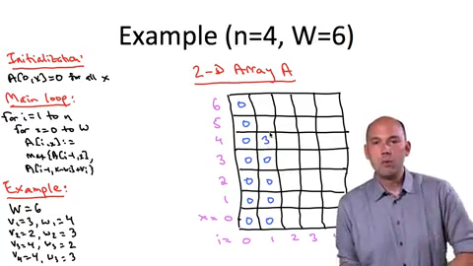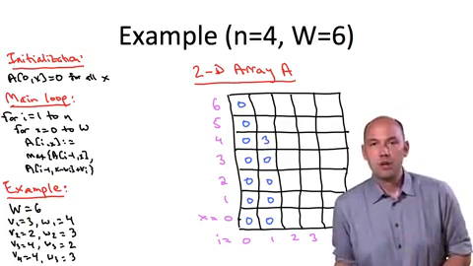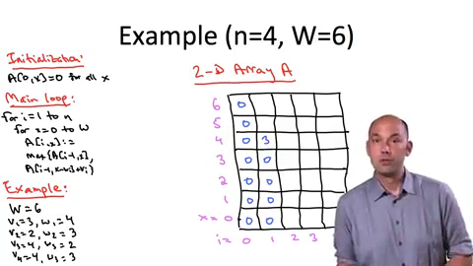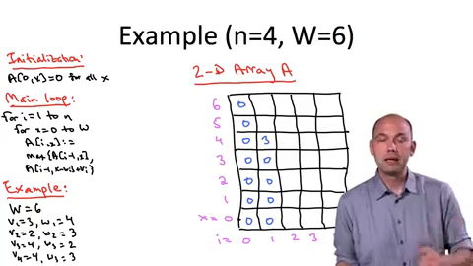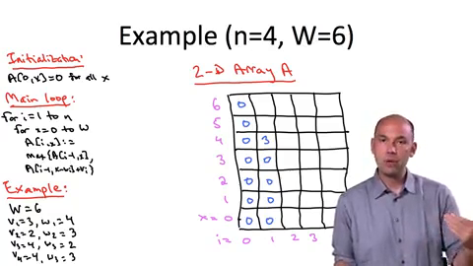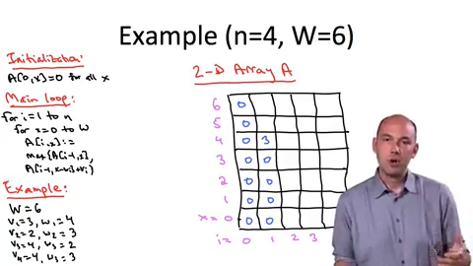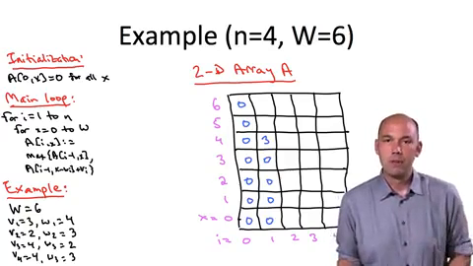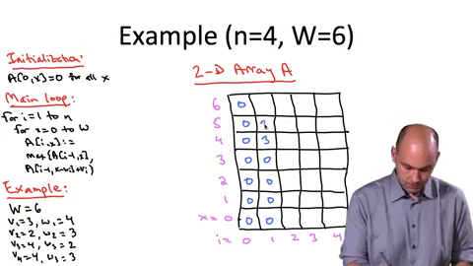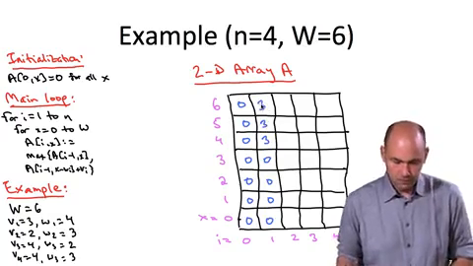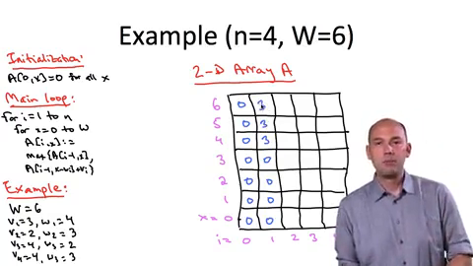By the same reasoning, we're going to fill in the uppermost rows of column 1 with these 3s. We certainly would prefer just taking item 1, which we're now allowed to do. We have enough residual capacity, as opposed to just inheriting the 0 from the column 1 to the left. So that's how we fill in the column with I equal 1.